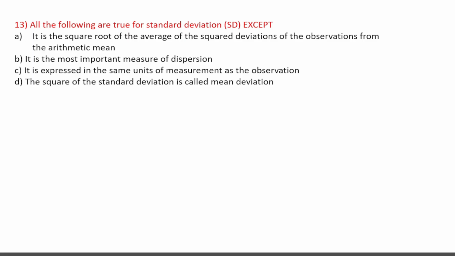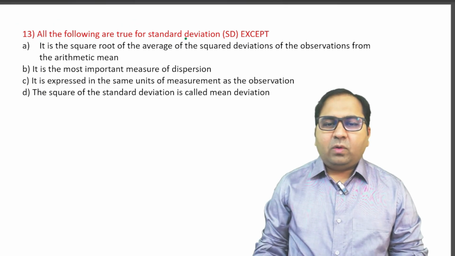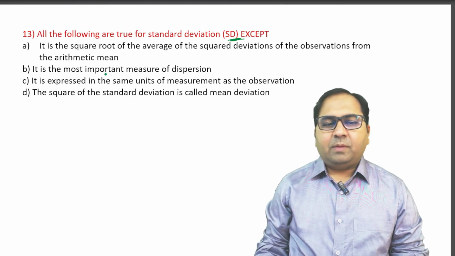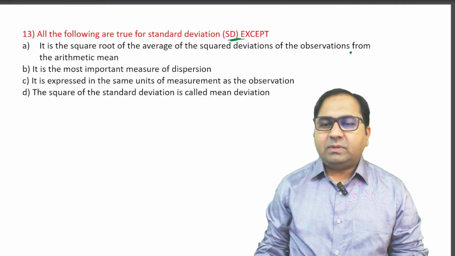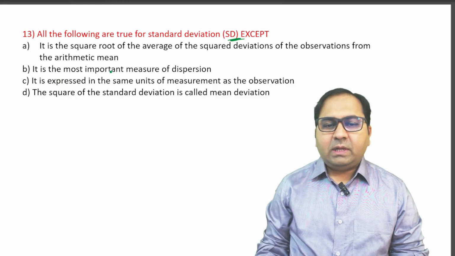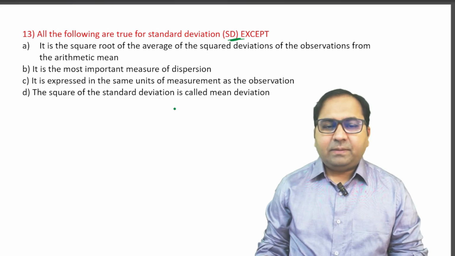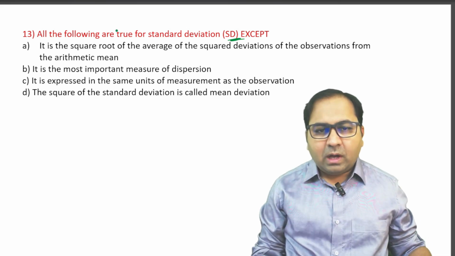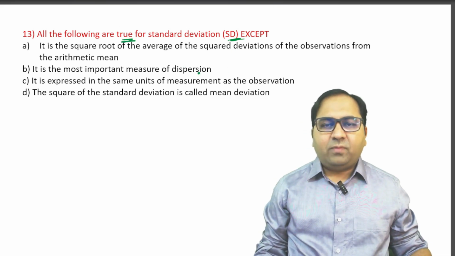Now see this next question. All the following are true for standard deviation except. The options are A, it is the square root of the average of the squared deviations of the observations from the arithmetic mean. Or B, it is the most important measure of dispersion. Or C, it is expressed in the same units of measurement as the observation. Or D, the square of the standard deviation is called mean deviation. So all are true except one which is false.